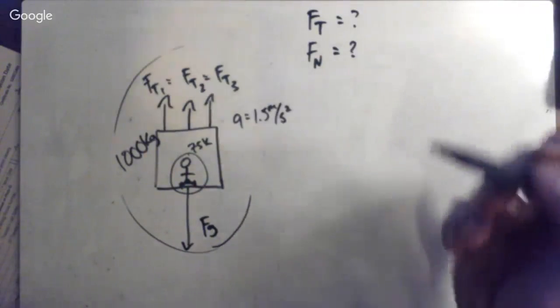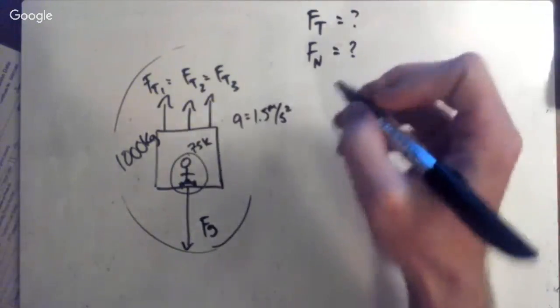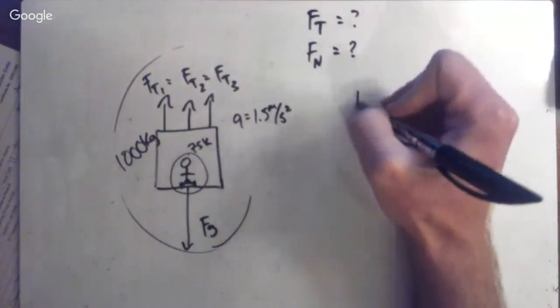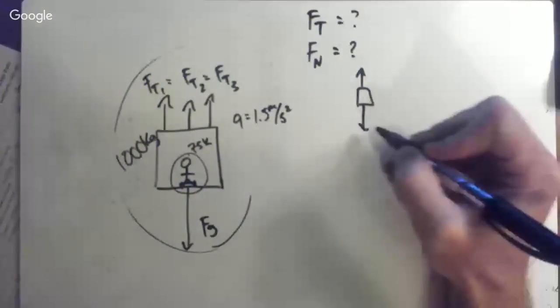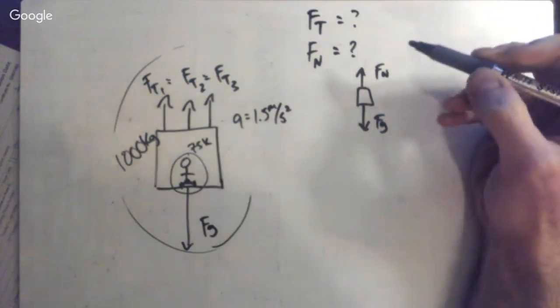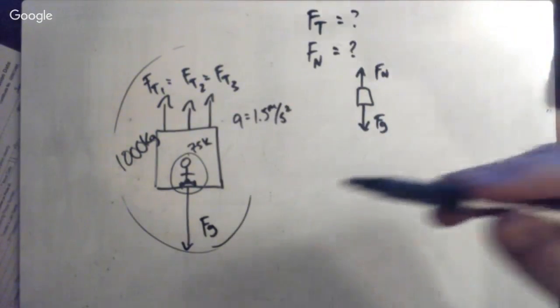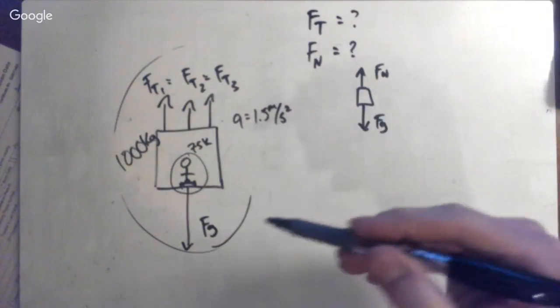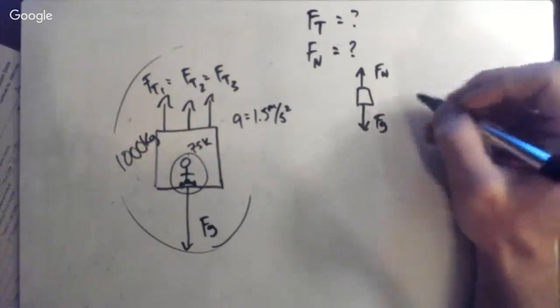So let's get started. Let's start with the easiest one, I think, and start with the person. Here's our free body diagram for our person. We have Fg pulling him down, and we have Fn pushing him up. It's important to remember that the only thing pushing up on the person is the floor of the elevator. So that's the normal force we're talking about here. Okay, so we have Fn and Fg.